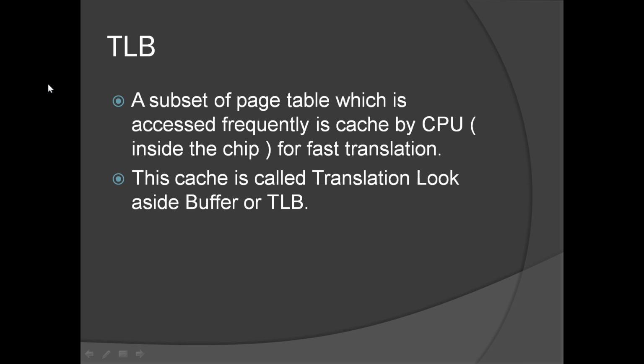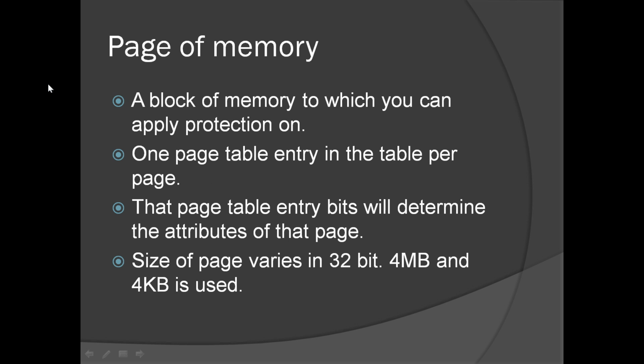TLB. TLB is a subset of the page table which is accessed frequently and is cached by the CPU for fast translation. So this cache is called the translation lookaside buffer, or TLB. This is a bit of optimization for the translation. Page of memory: a block of memory to which you can apply protection, with one page table entry in the page table per page. So each page has a page table entry in the page table.